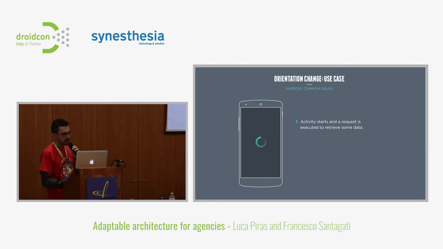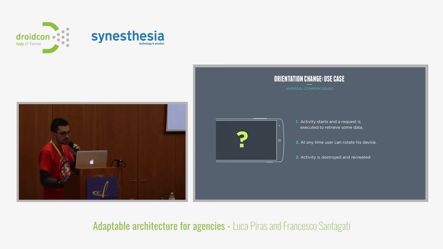To describe the orientation change problem, we can start from the same situation as seen before, where a request is executed and the user waits for a response. While the user is waiting, he may choose to rotate his device because he wants to see the content in landscape mode. Then the activity is destroyed and recreated by the system. Then we lose our instance variables saved inside the presenter. So we need a place where we can put all our variables. An option is to use the instance state, but if you have a lot of variables, it may be tedious to save and restore each of them.